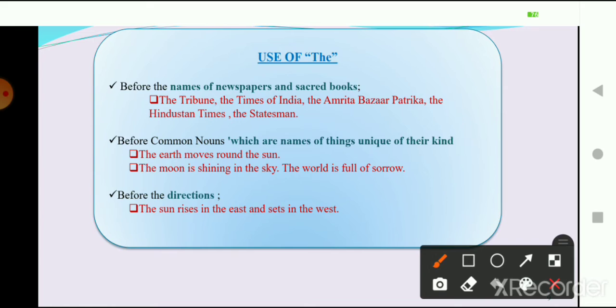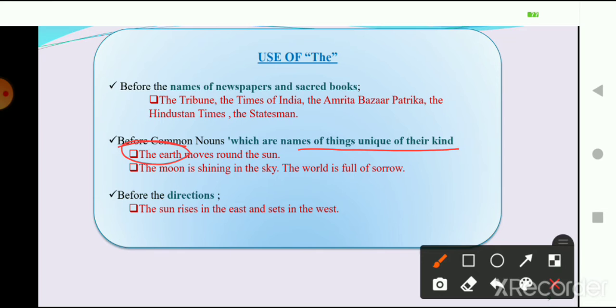Okay, now let's see the other way to use the article the: before common nouns which are names of things unique of their kind. Let's see examples so that you can understand. The earth moves around the sun. So earth is one of a kind, right? So we have used the article the to make it definite that we are talking about the sun.